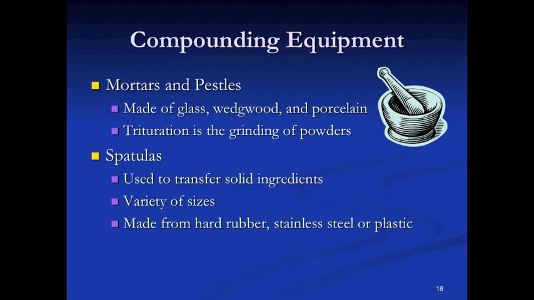Mortars and pestles are used to mix solids and semi-solids. They are made of three types of materials: glass, wedgewood, and porcelain. The process of grinding powders into smaller particles is called trituration. Spatulas are used to transfer solid ingredients and can be used to mix semi-solid dosage forms such as ointments and creams. A term I don't hear that often is spatulation. This is the mixing of powders with a spatula.